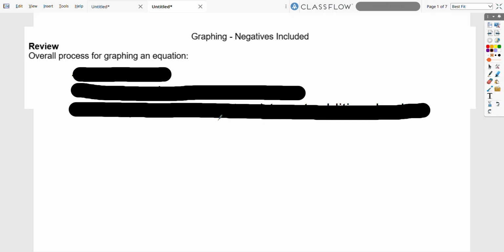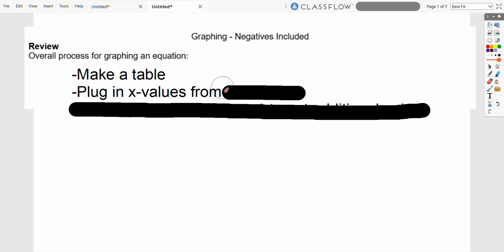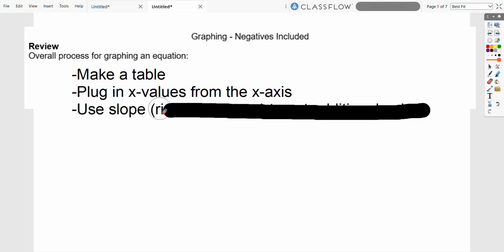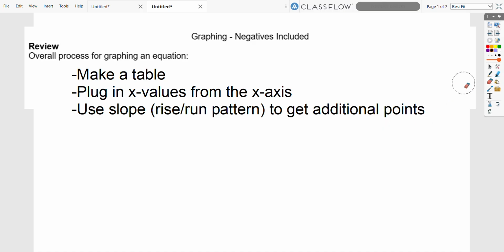Happy early exit Wednesday. So the overall process for graphing an equation is we make a table, we look at the x-axis, we plug in values from that x-axis, usually starting at 0, and then we plug in 1, 2, 3. If there's a fraction, then we know we plug in a different second number, and then we use that slope, the rise over run pattern, to get additional points.